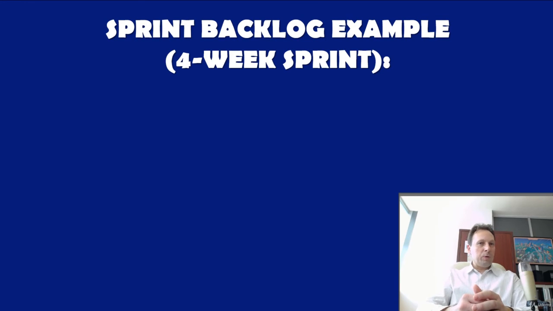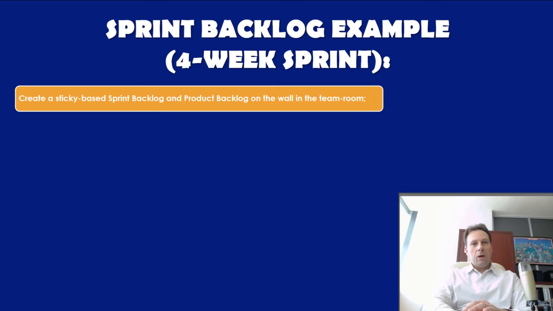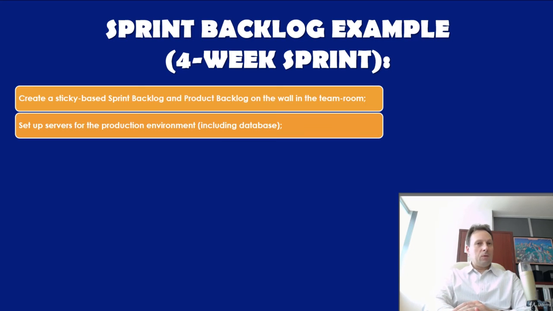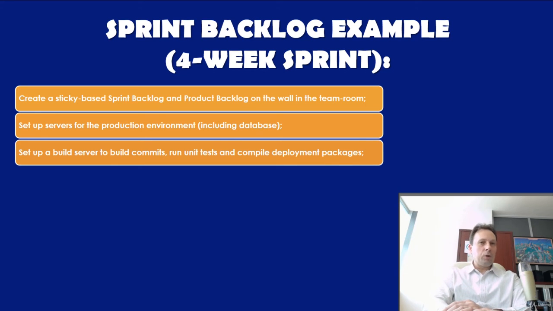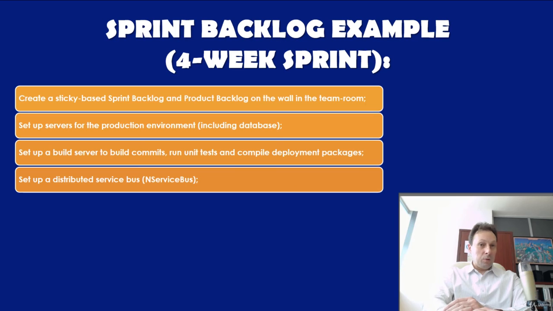Now let's see a sprint backlog example for a 4-week sprint. So first, create a sticky-based sprint backlog and product backlog on the wall in the team room. Now set up servers for the production environment, including databases. Set up a build server to build commits, run unit tests, and compile deployment packages. Set up a distributed service bus.